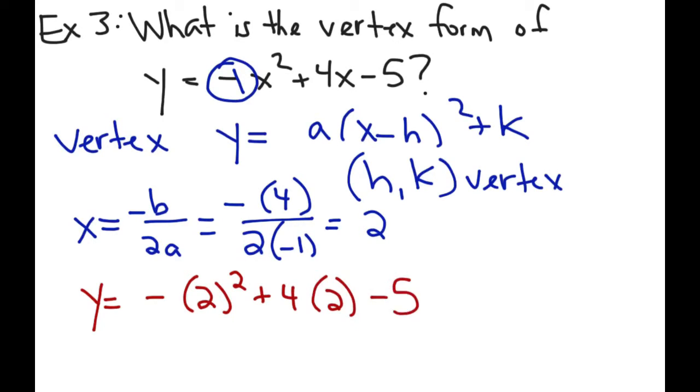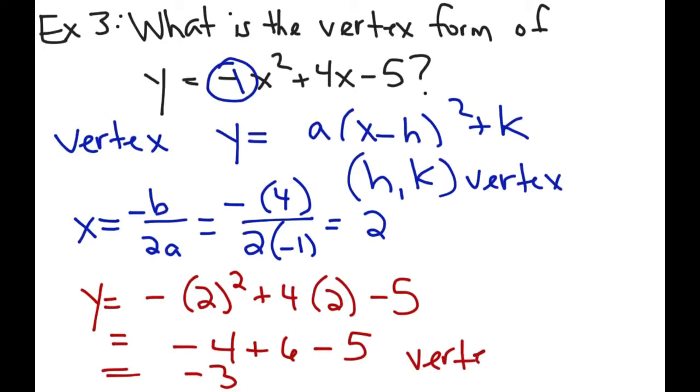And I'm going to find out this is -4 plus 6 minus 5. -4 plus 6 is 2. 2 minus 5 is -3. So now I know the vertex is at (2, -3).